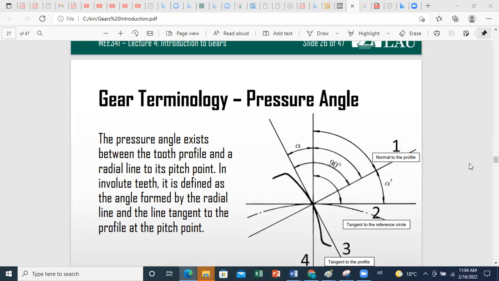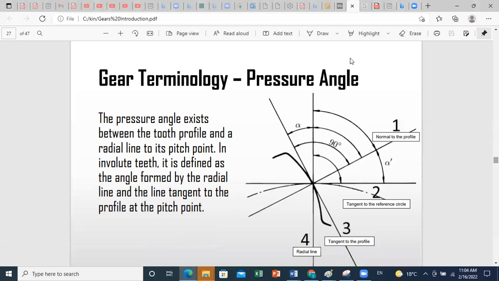Let us see this figure to try to see how we define the pressure angle. So in this figure, this is the involute. We have already discussed that teeth can be in several shapes, cycloid or involute shape. We have talked about these two forms.